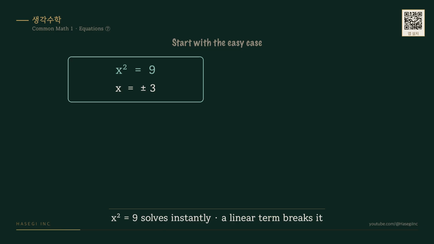Start with the easy case. If x squared equals 9, then x is plus or minus 3. When there is nothing but a square, you just take the square root, and you are done.